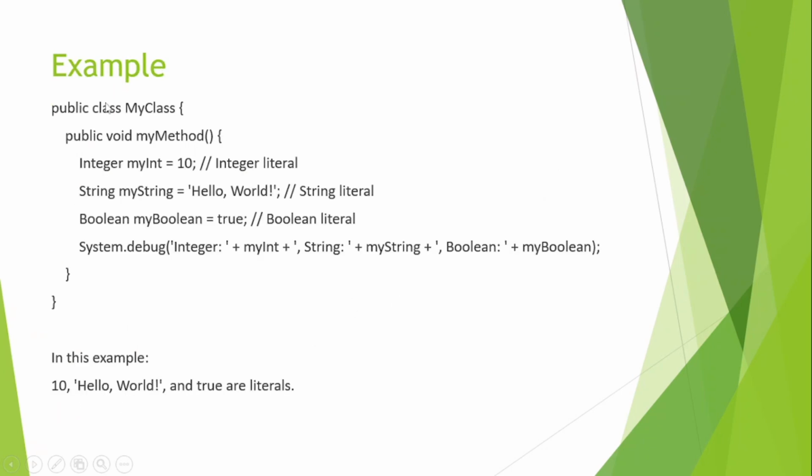Let's see an example. Public class MyClass, public void myMethod. Integer myInt is holding the value 10, string myString holding the value "Hello World!" with the exclamation symbol, boolean myBoolean is holding the value true. System.debug is for printing. Here it is going to print myInt, myString, myBoolean. So 10, "Hello World" and true are literals.